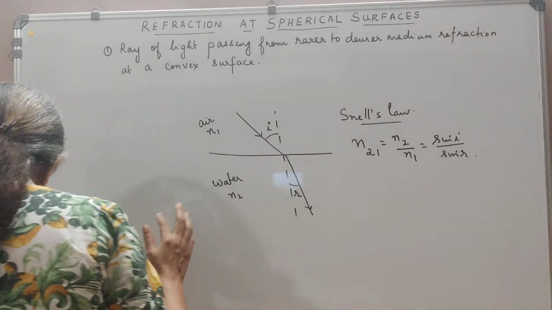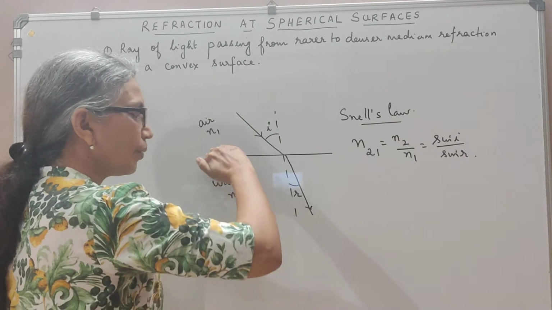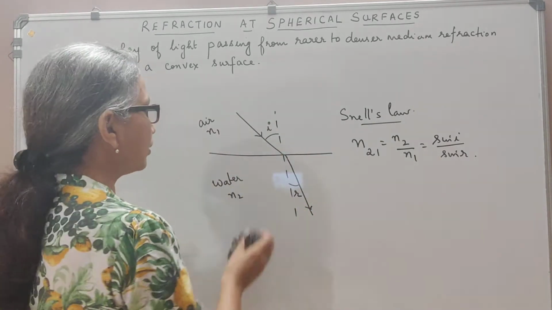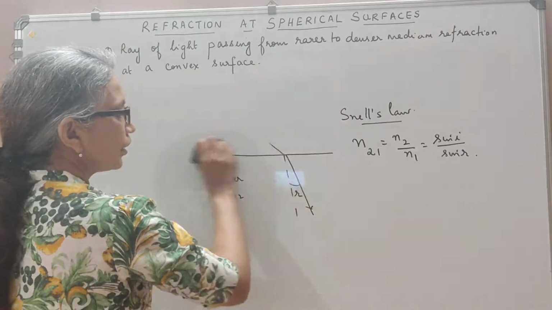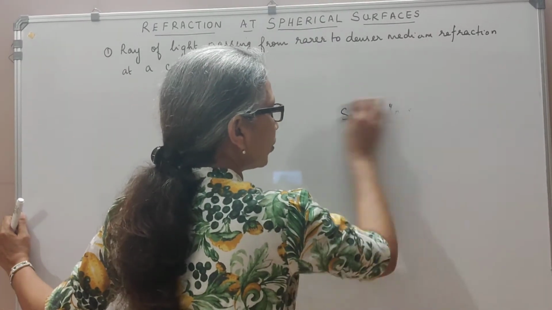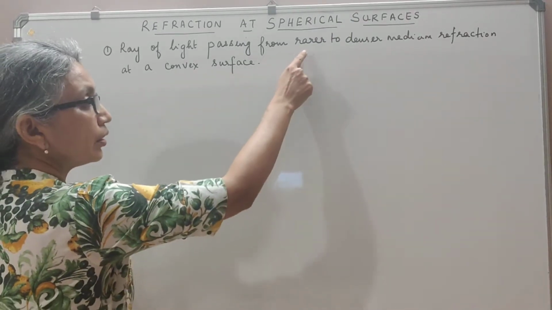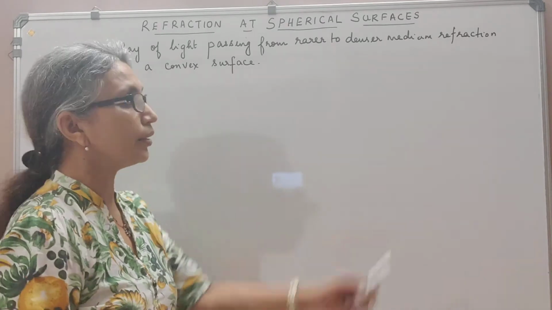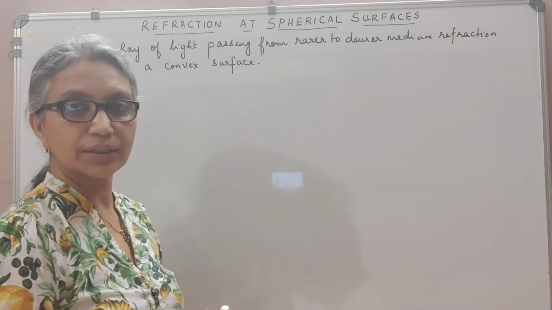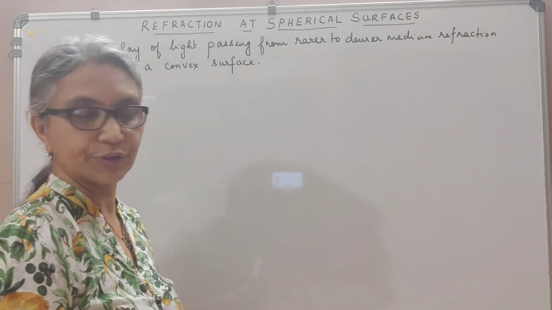Now, for our topic today, what we are going to deal with is not plane surfaces but curved ones, spherical surfaces, refraction occurring at a spherical surface. For that, I have taken the first derivation, or the first case, where you have a ray of light which is passing from a rarer to a denser medium, and the bending or the refraction of light should occur at a convex surface.